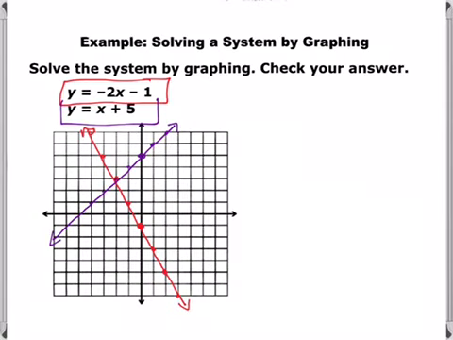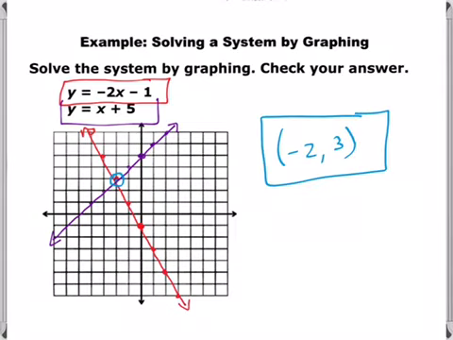Remember, the solution to your system is the intersection point, so we're looking for the point where they cross. In this case, our solution should be (-2, 3). And so that's the solution to this system.